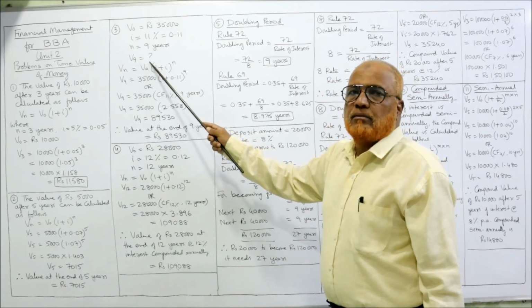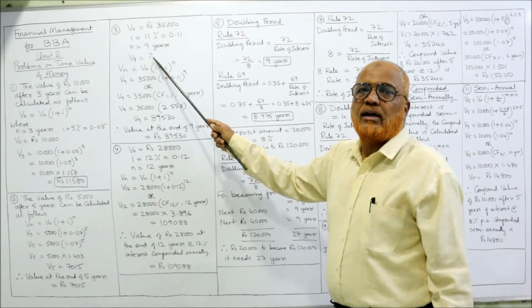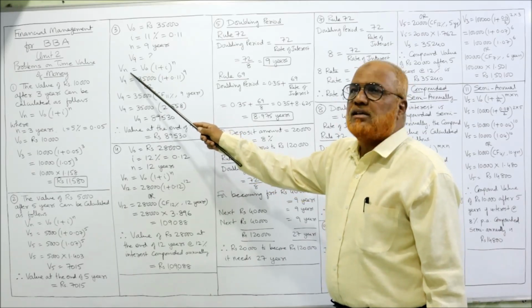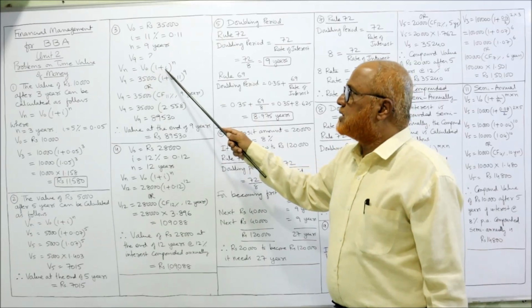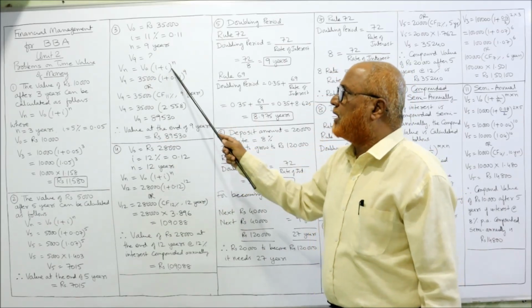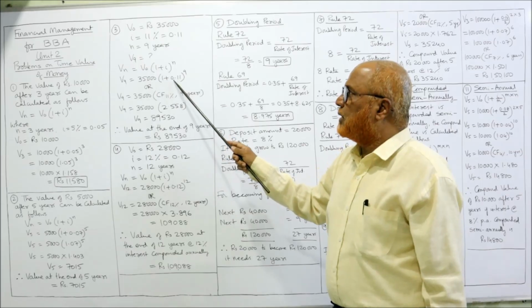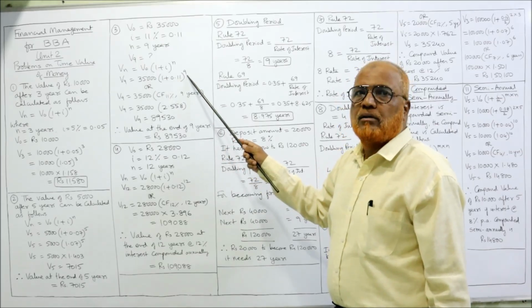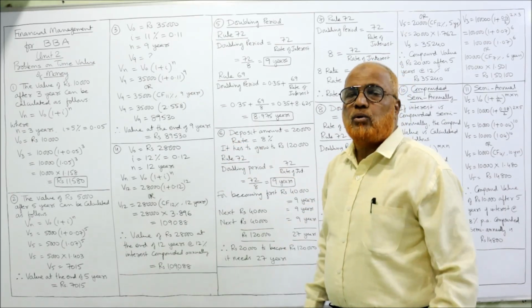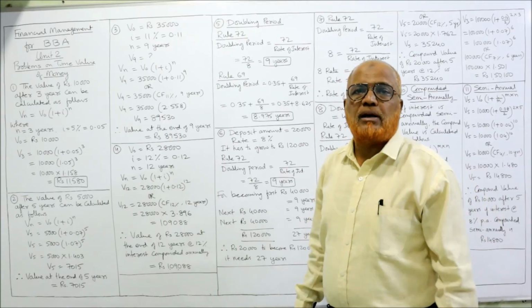So V9, that means we have to find out the compounded value at the end of the 9th year. So Vn is equal to V0 into 1 plus i to the power of n, same formula I am applying. So 35,000 into 1 plus 0.11 to the power of 9. So 1.11 to the power of 9, 9 times you have to multiply.